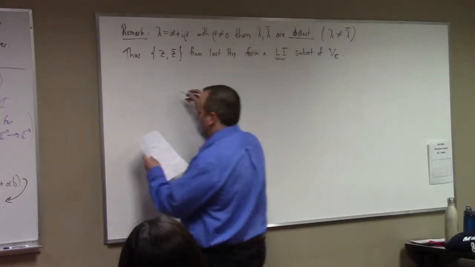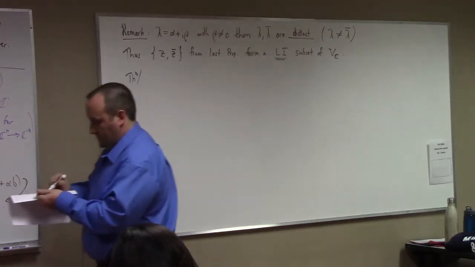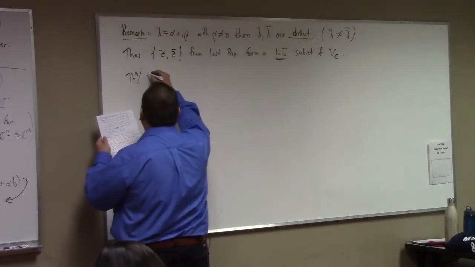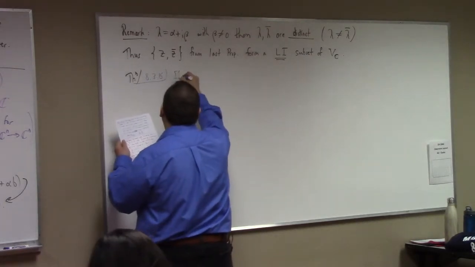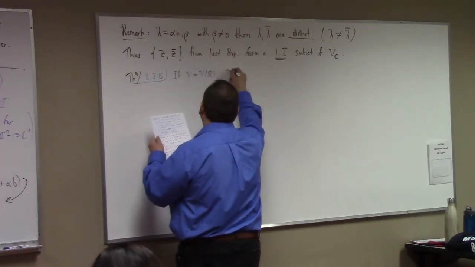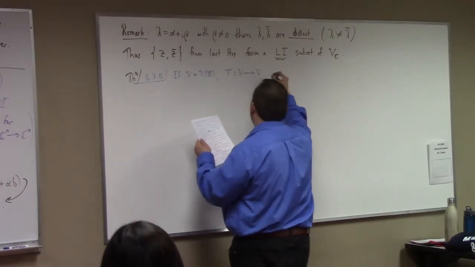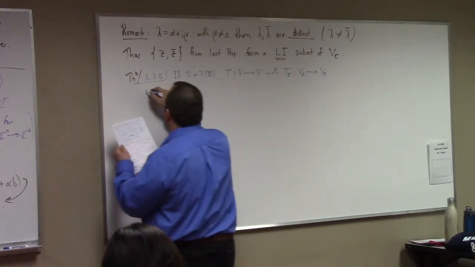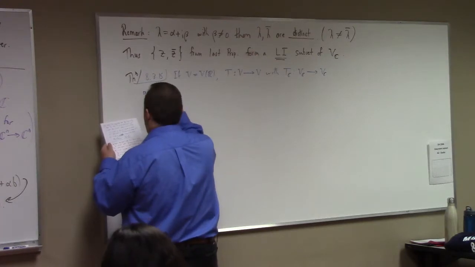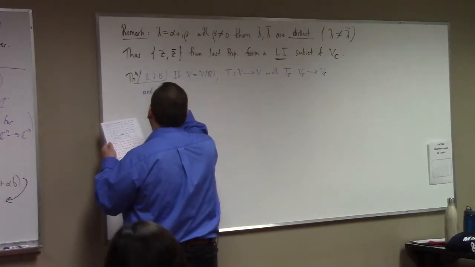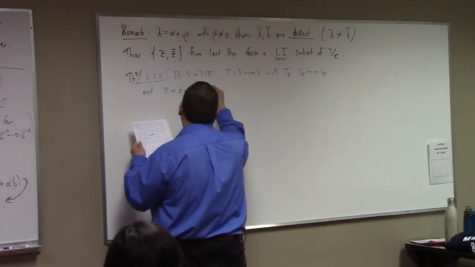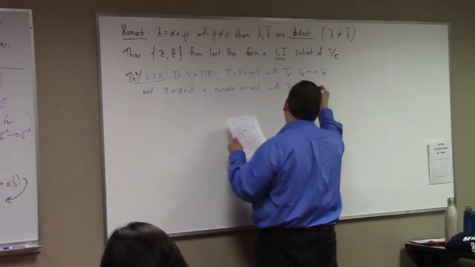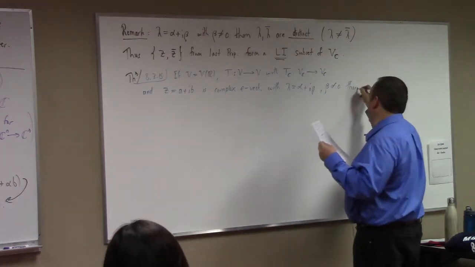So here's the next theorem. This is 8.3.15. Again, for a real transformation, V is a real vector space, T is a linear transformation from V to V, once again with complexification T sub C from V sub C to V sub C, as usual. If Z equal to A plus IB is a complex eigenvector with lambda equals alpha plus I beta, beta not equal to 0, then a couple things.